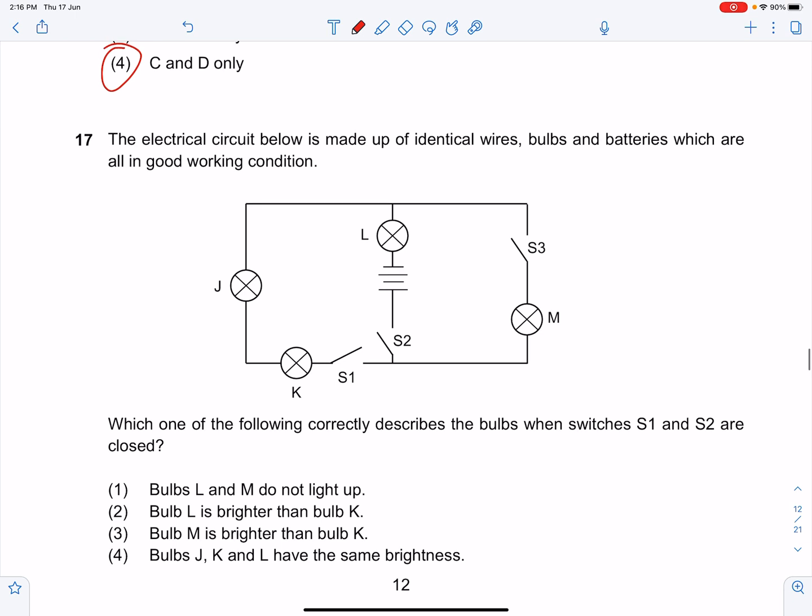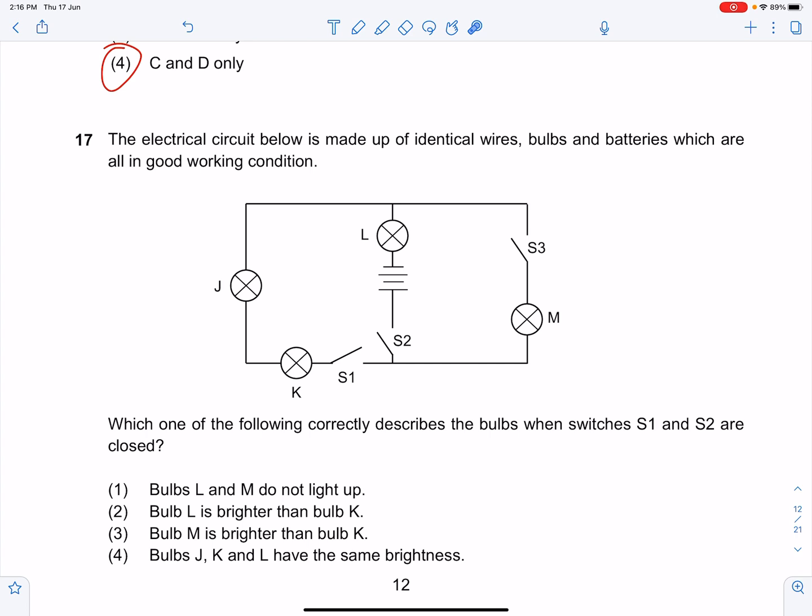Okay, question number 17. The electric circuit below is made of identical wires, bulbs, and batteries, which are all in good working condition. Which of the following correctly describes the bulbs when switches 1 and 2 are closed?